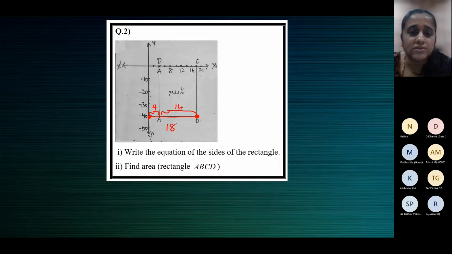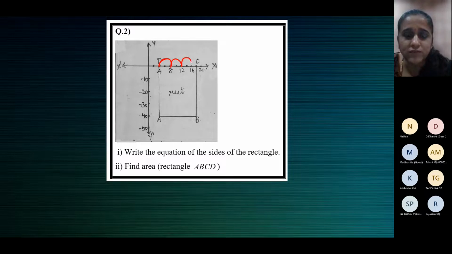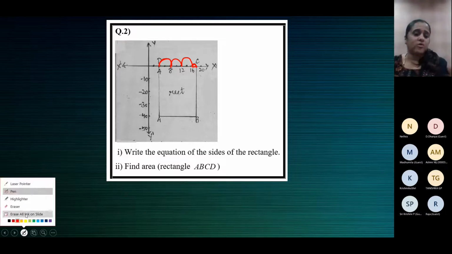See here, how much is it? 4 units. 4 plus 4, 8. 8 plus 4, 12. And there is 2 here. 14. You can just count like this. 4 to 8, it's 4 units, another 4 units, another 4 units. So totally 12 units, and 2 units here. So 14 units.